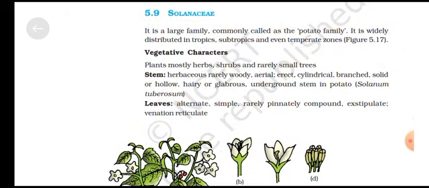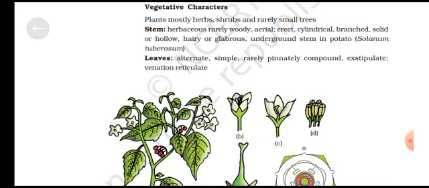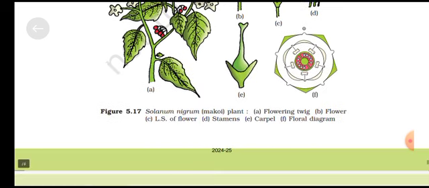Solanaceae. It is a large family commonly called the potato family. It is widely distributed in tropics, subtropics and even temperate zones. Vegetative characters. Plant mostly herb and rarely small tree. Stem herbaceous, rarely woody, aerial, erect, cylindrical, branched, solid or hollow, hairy or glabrous. Underground stem in potato, Solanum tuberosum. Leaves alternate, simple, rarely pinnately compound, exstipulate, venation reticulate.